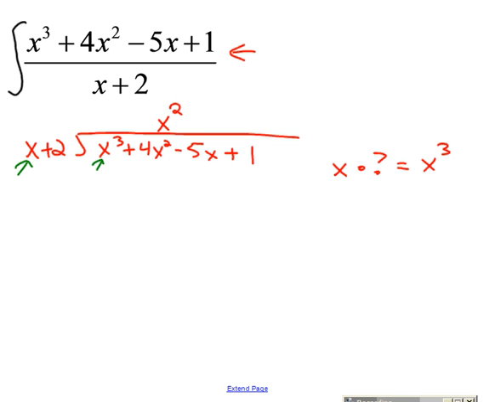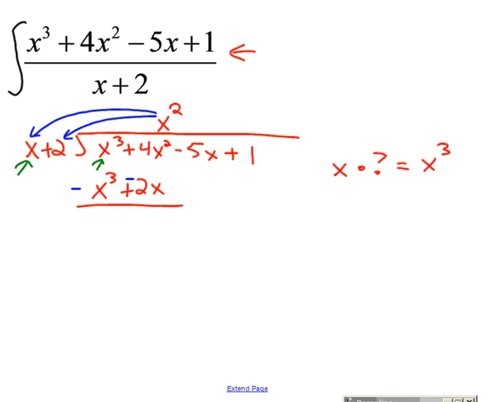That's my next step. Now I multiply. So I multiply x squared times x, and then x squared times 2. And so x squared times x gives me x cubed. X squared times 2 gives me 2x squared. And now I subtract. And again, I'm subtracting all of this. So I'm going to subtract this, and I'm going to subtract this. So you can change all your signs and add, or you can think subtract.